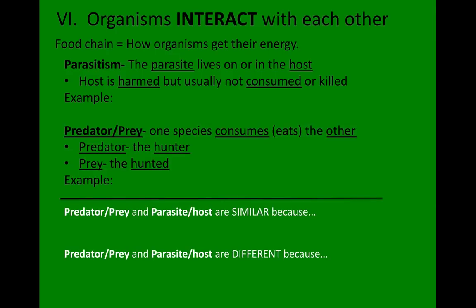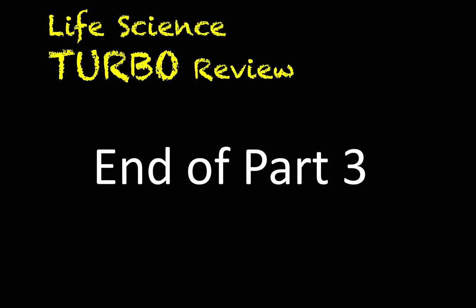Finally, please write at least one way that predators and prey and parasites and hosts are similar, and one way that they are different from each other. That concludes part 3. Good luck on your MCAs.